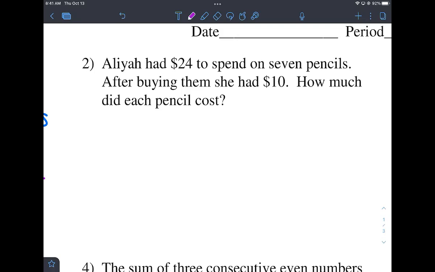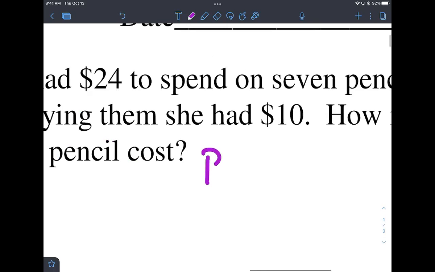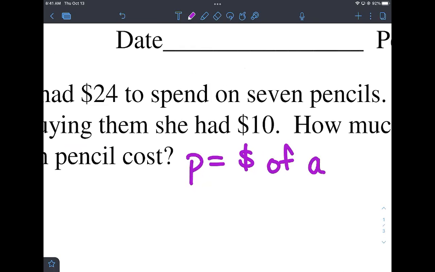Okay, so what are we trying to find? Kara? How much they cost? Yeah, so what letter should we use, Kara? P. Yeah, so P for pencil, but P doesn't stand for the number of pencils. We already know she bought 7. P stands for the cost of a pencil.